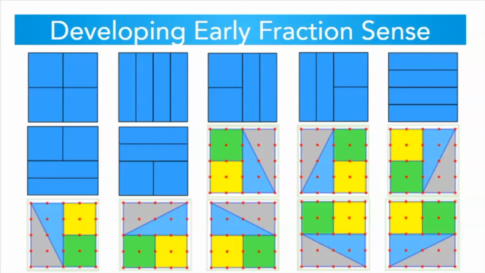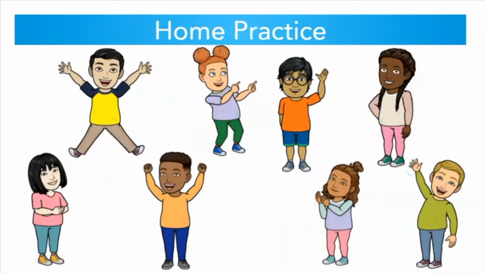Some ways you can help your second grader at home are: create opportunities for your child to measure different objects around the house using inches, feet, yards, centimeters, and meters. Ask questions about the reasonableness of measurements, such as, do we need 2 inches of ribbon or 2 feet of ribbon to wrap the gift?